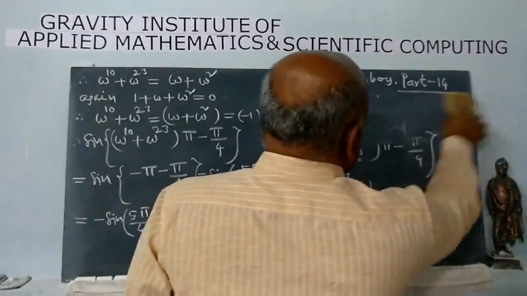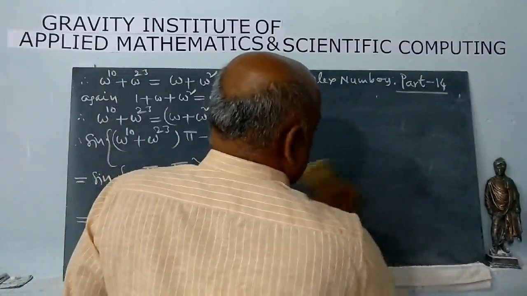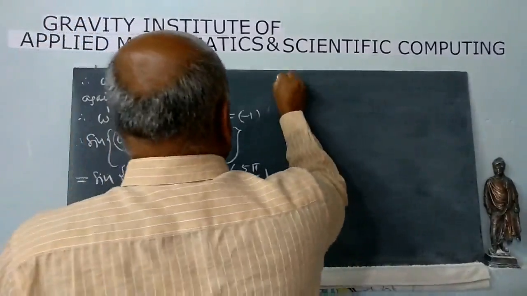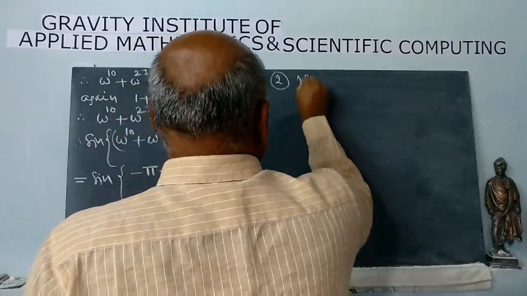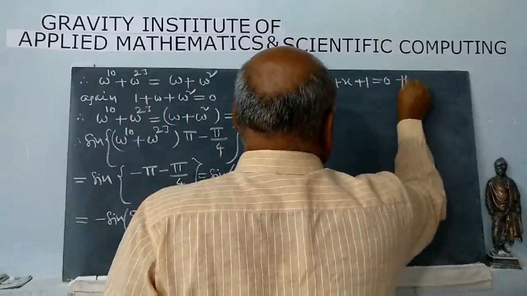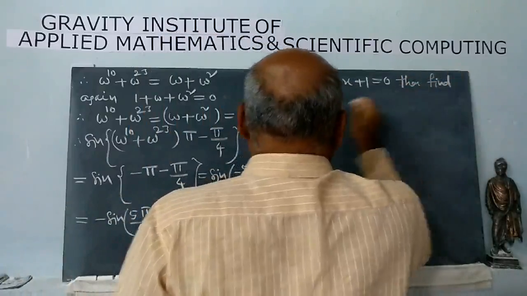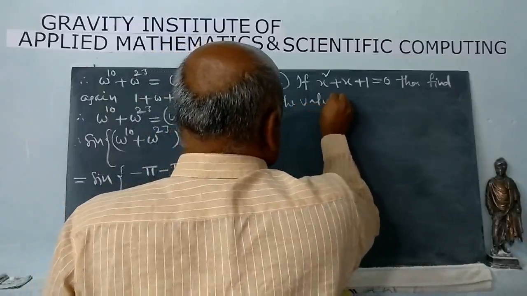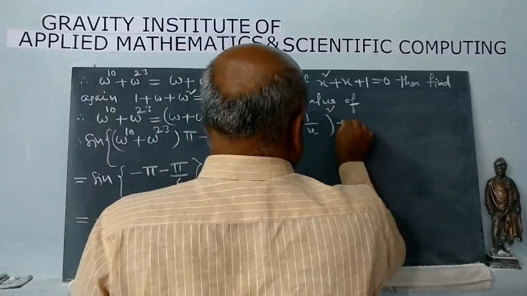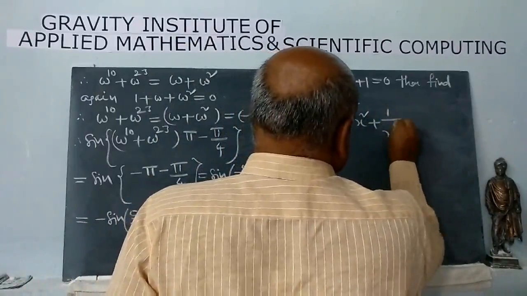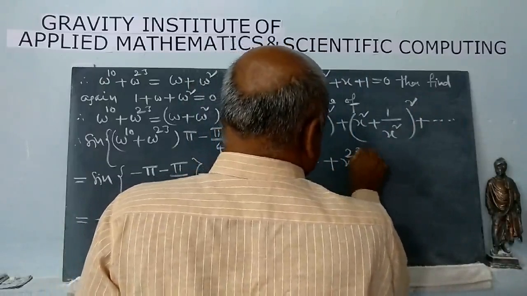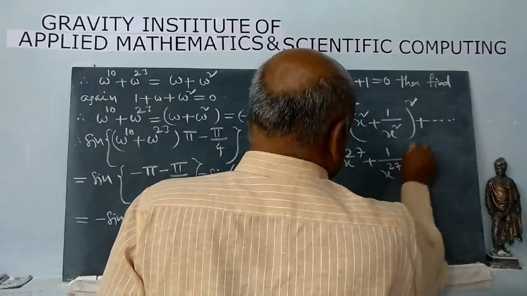Next, second problem. If x square plus x plus 1 is equal to 0, then find the value of x plus 1 by x whole square plus x square plus 1 by x square whole square plus dash dash plus x to the power of 27 plus 1 by x to the power of 27 whole square.